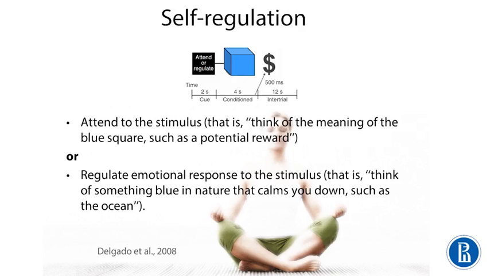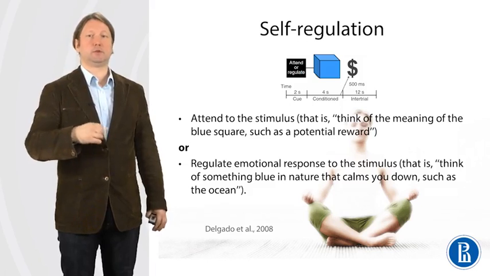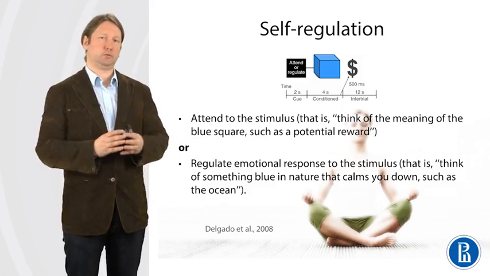Imagine that you can be in two different conditions. In condition A, you have to attend to the reward-related aspects of the cue. So you have to focus on this cue and think about the aspects predicting the monetary rewards. In condition B, you have to regulate your emotions. You have to think about some relaxing aspects of the cue that, for example, are linked to nature. You can think about the ocean and self-regulate your emotions.